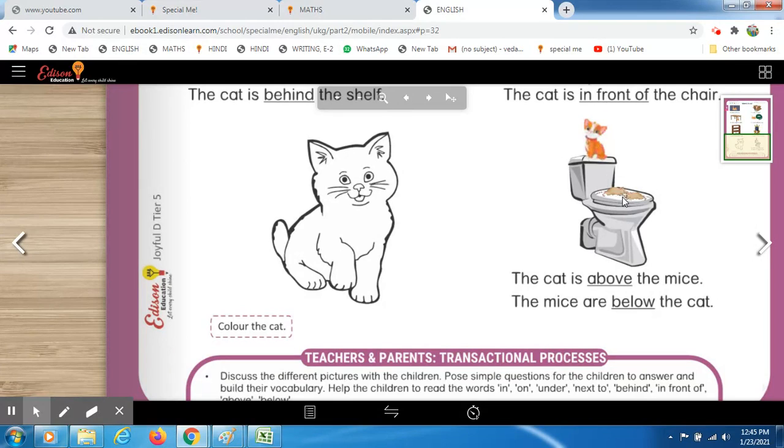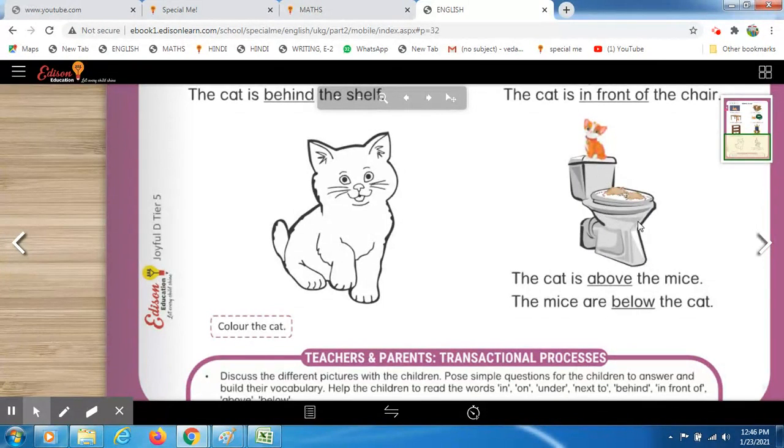देखो, see, this is the mice, right? ये mice है और ये cat है. तो cat कहाँ है? mice के साथ तो नहीं है, mice से ऊपर है, above है. Above means ऊपर. So the cat is above the mice. Okay. और mice कहाँ है?